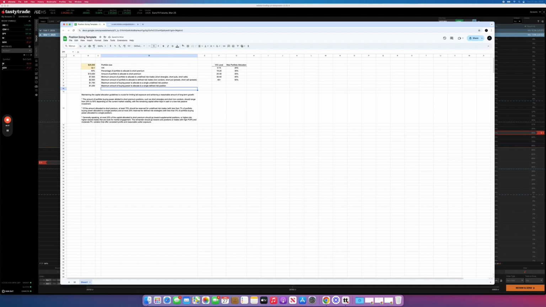It will tell you the maximum amount of buying power to allocate to any defined risk position, undefined risk position, how much of your portfolio you should be allocating to short premium in general, the minimum amount of your portfolio that you should be allocating to undefined risk trades. What we went over today was an example of an undefined risk trade. And as long as you follow this, over the long run, you'll be absolutely fine. If you do have a small account, you may need to be slightly more aggressive on these numbers, but try and stick to it as best as you can. And if you have a large account, you definitely should not be violating these guidelines here. And over the long run, you'll be fine.